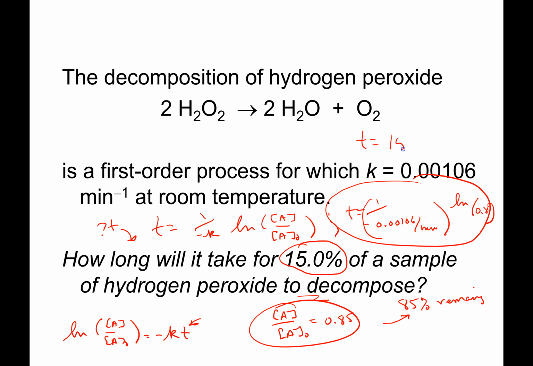So 153, and what would the units be, Daniel? What units do we have? The things we multiply. So we have 1 over 0.00106 per minute, and the ln of the ratio is unitless. So just minutes. Yep.